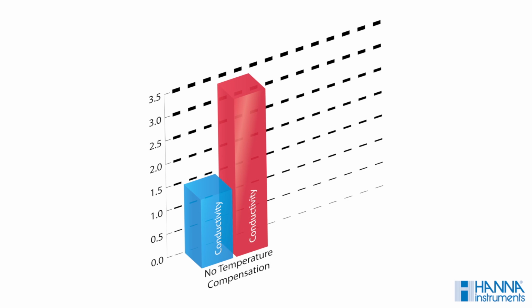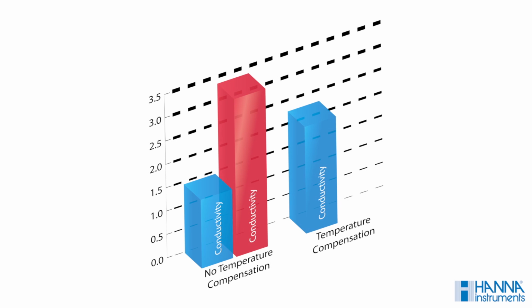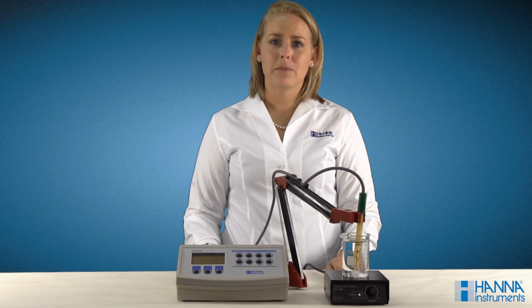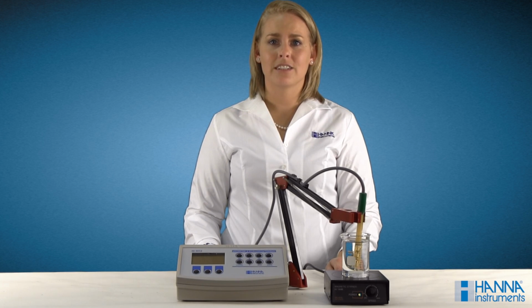Next, we showed apparent conductivities by showing the ability of the HI 3512 to automatically compensate for variations in temperature of different samples. I hope that these demonstrations helped with your understanding of how temperature can affect electrolytic conductivity.